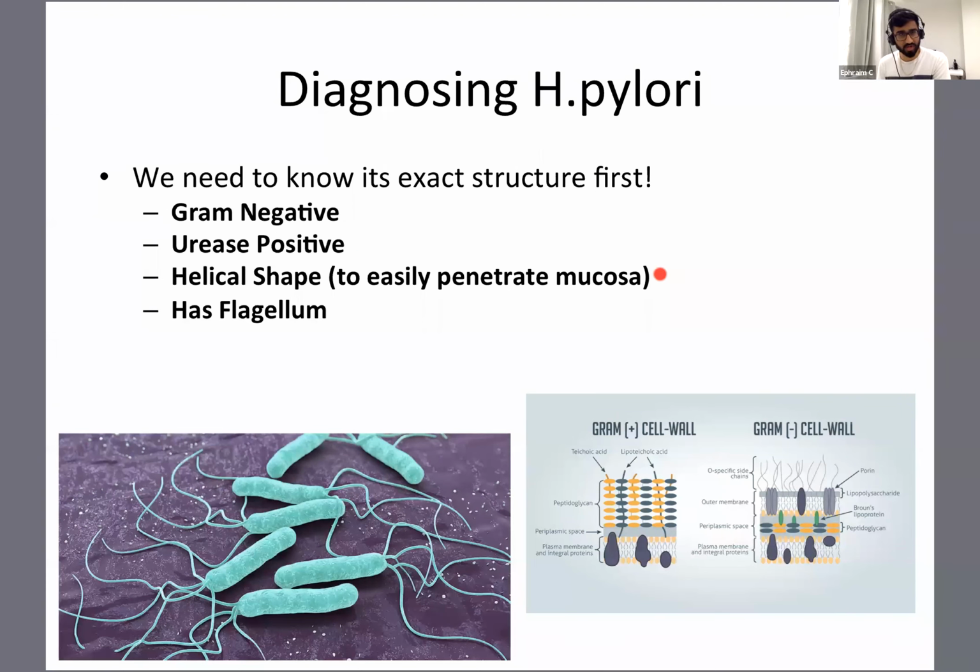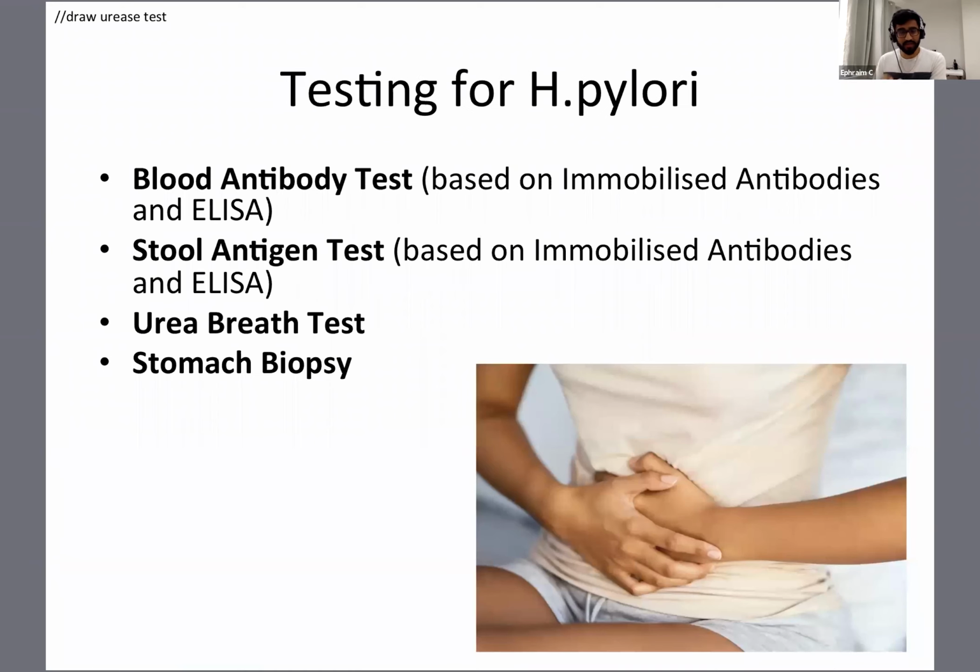It has a helical structure, we know about this already, and it has a flagellum. So this is a scanning electron micrograph, you can see the flagellum. Now that we know its structure, we can tailor antibiotics against this. Okay, so let's first of all talk about how we can diagnose H. pylori.